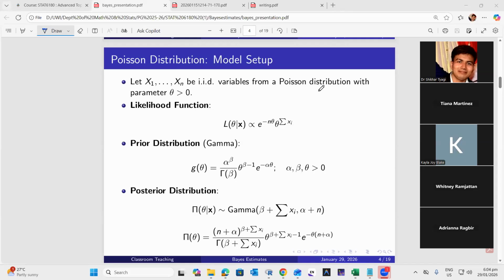Good evening, everyone. So, in the previous lecture, we discussed the Bayes estimates under the different loss functions, where we solved two questions in the class, and I asked you to solve other questions on your own.